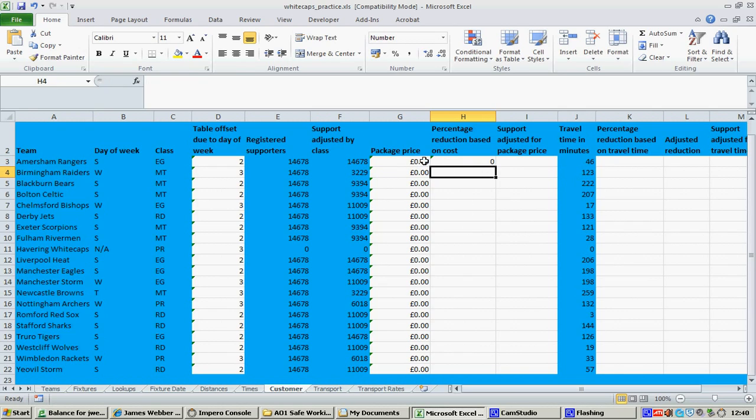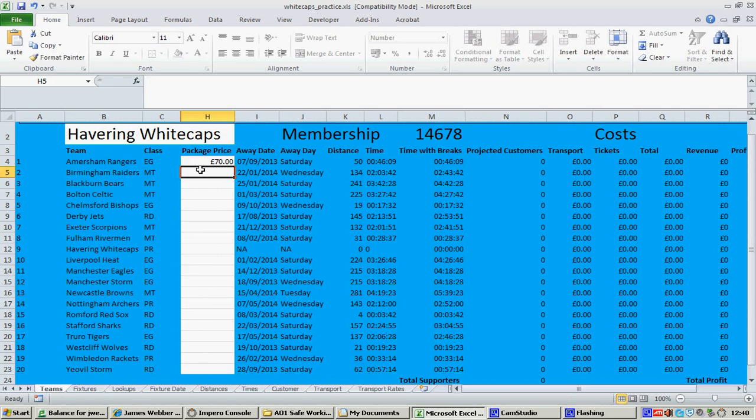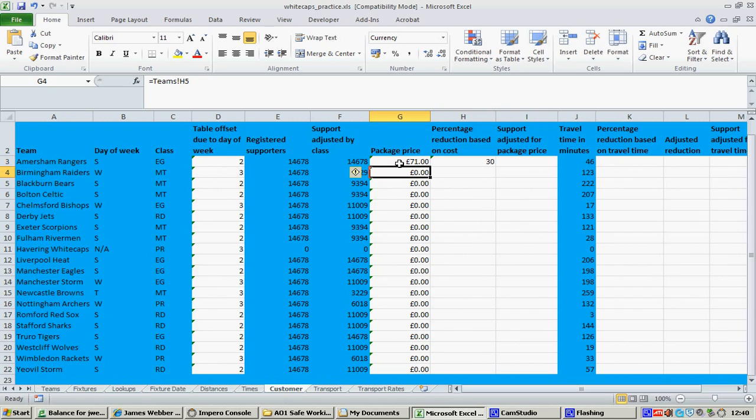So there you can tell that because the package price is 0, it's not working at all there, so it's 0, so there's no percentage reduction. But if I go back into Teams and I say the package price is £70, no, £71, it's slightly over. Go back into Customer, it's over £70, so the percentage reduction is 30%, as we've said in the formula. I also wanted to say, though, that if it's over £120, then I want even less reduction. So let's try and work this through in our head.